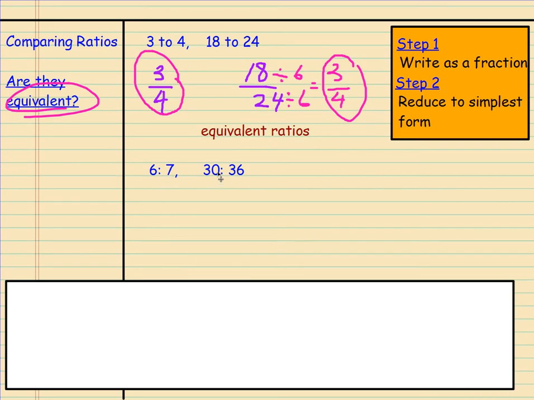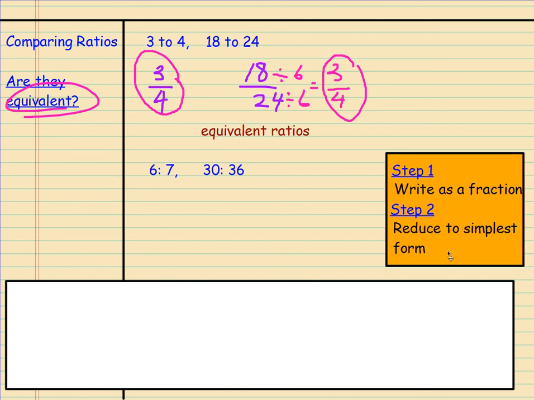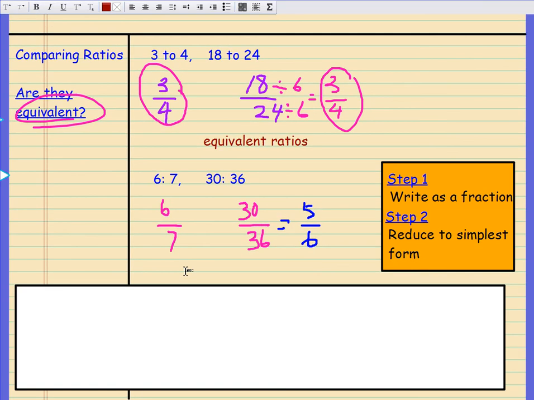Let's look at another example. 6 to 7 and 30 to 36. Now let's use the same steps. First of all, write both of these as a fraction. This would be 6 to 7. This would be 30 to 36. Can we simplify this one? No, we can't. Can we simplify this one? Yes, we can. This would be 5 to 6 in simplest form. Okay, let's look at these fractions. They're not the same. That means that these ratios are not equivalent. Sorry about that.